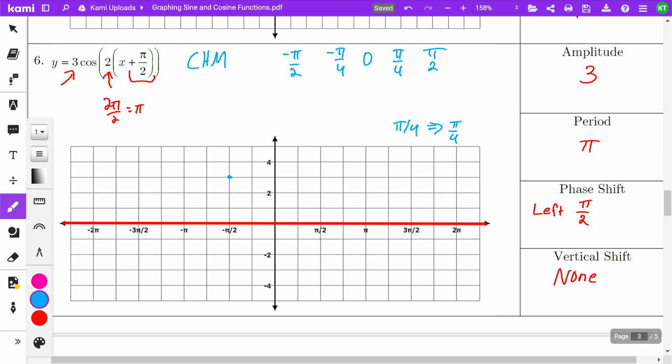So we said we start at 3. Then we go back to our midline, which is going to be at 0. Then we go 3 below our midline, which is going to be negative 3. Back to our midline at 0. And then back up to our high point at 3. So 3, 0, negative 3, 0, and back up to 3. Again, let's go ahead and fill out a little bit more of this graph so we can see exactly what it's going to look like in more of a full scope.